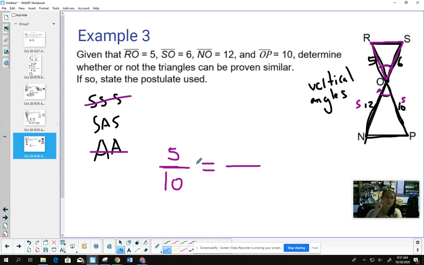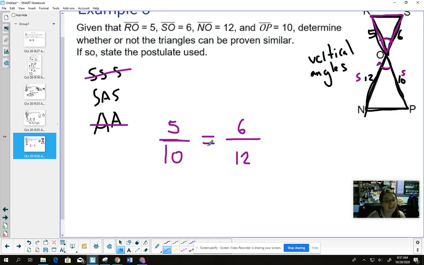So again, corresponding means just like that. The smalls have to go together. The mediums have to go together. The bigs have to go together. So that means I need to have 6 over 12. Biggest side, biggest side. So hopefully you can see that this is actually going to end up at the same number. This gives us 0.5. This gives us 0.5. That's good.